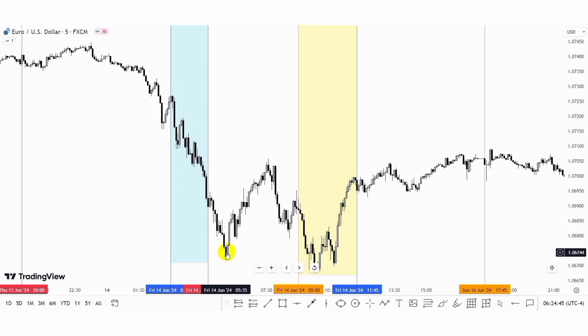But then you can see now we have this pullback within the London session, and then you can see there's still the continuation to the downside. So the London session is bearish.